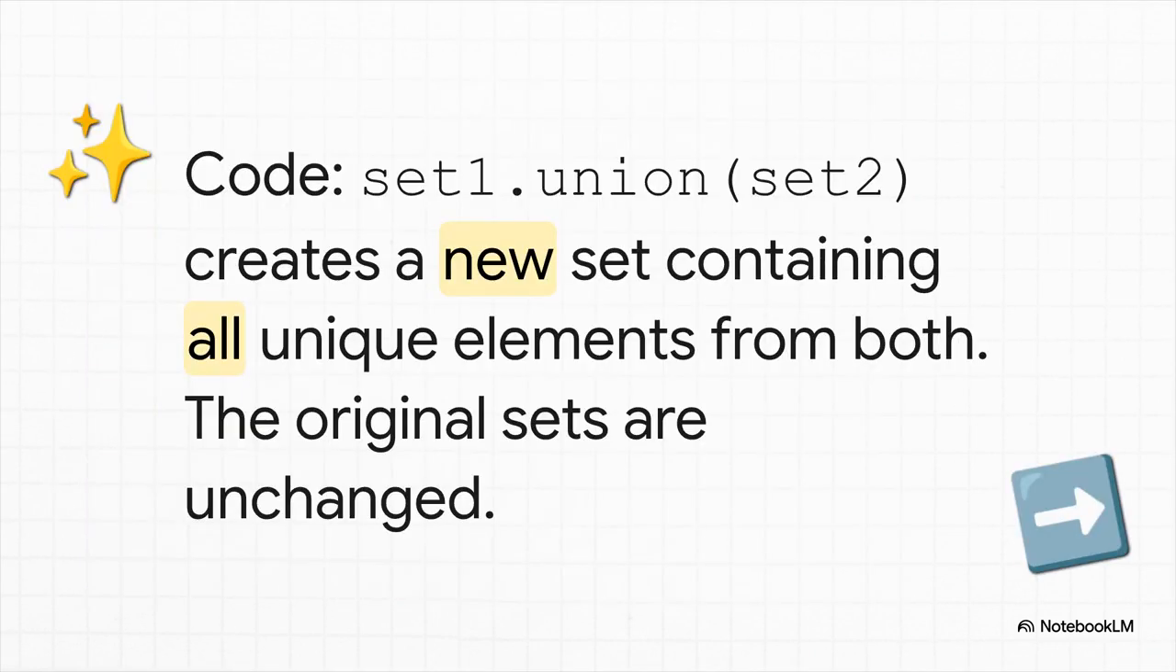Okay, let's look at how you actually do this in code. You've got set1 and set2. To combine them, you just call the .union method on set1 and pass set2 into it. What's really important to get here is that this creates a totally new set, set3. The original sets, set1 and set2, are left completely untouched.